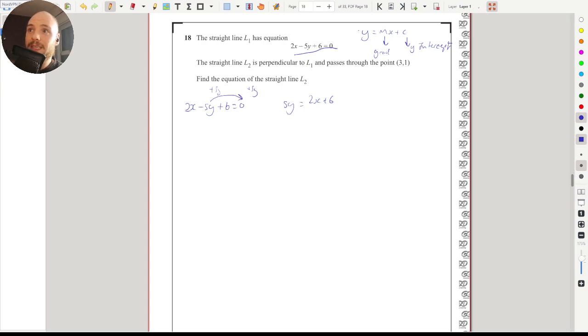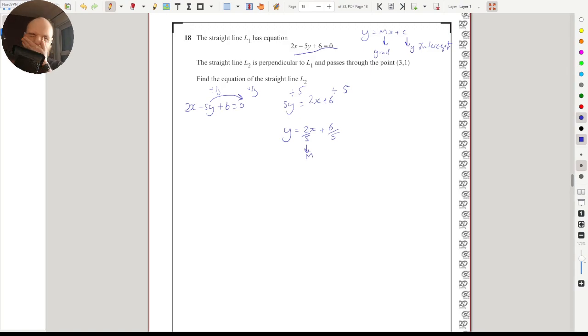Again, we just want a single y, so we're going to have to divide through by 5 on both sides. So divide this side by 5, divide this side by 5. Again, the rule being, what you do to one side of the equation, you have to do to the other. So we'll have y is equal to 2/5 multiplied by x plus 6 over 5. So this is our gradient.